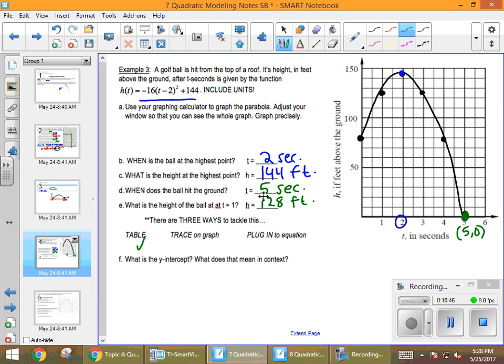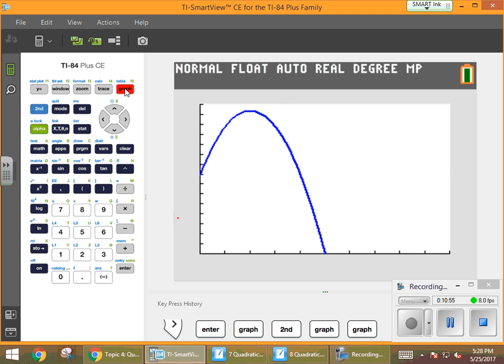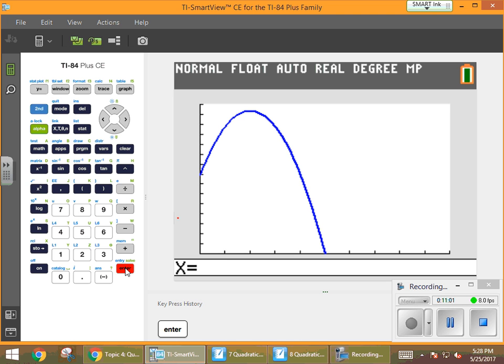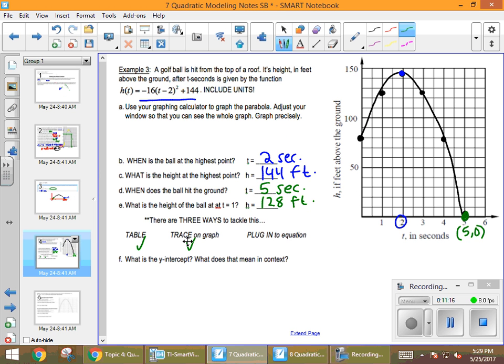That's one way: table. Let's try trace on our calculator. What that means is I can go to the graph, go to second trace, and go to value. This is my favorite. It's fast. Under value, number 1, I type in time equals 1 second. When I hit enter, it gives me the y value right here of 128. That's exactly what I wanted. So we know that the table and the trace give us the same thing. Or I can plug it into the equation. Now that's going to take a little bit more time. That's why if you have the trace on your calculator, you can make this really fast. I'm not going to do the equation.